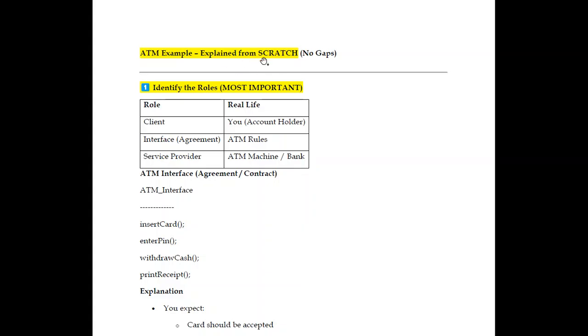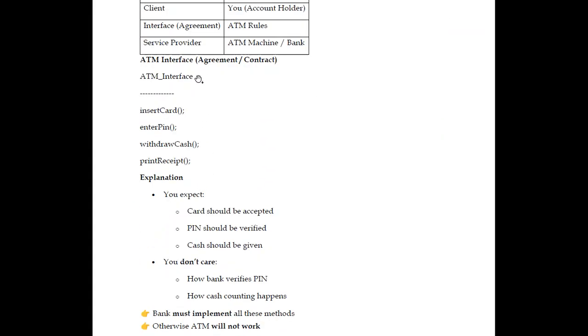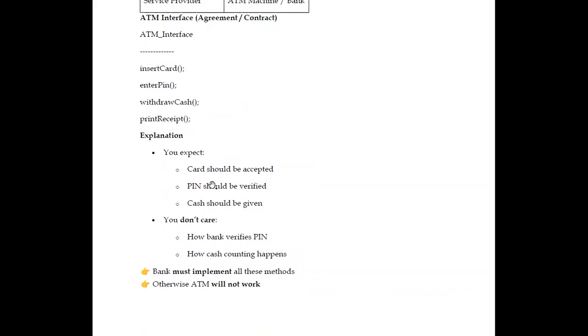So taking the ATM example, explained from scratch, identify the roles. The client is the account holder, the interface is the ATM rules, and the service provider is the machine or bank. Okay, so the ATM interface has only these functions: insert card, enter pin, withdraw cash, print receipt. So what we may expect: the card should be accepted, the pin should be verified, cash should be dispensed, and the receipt printed.